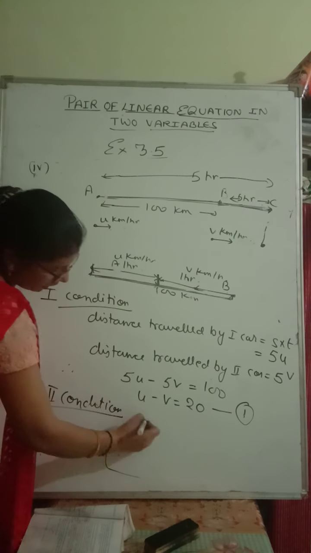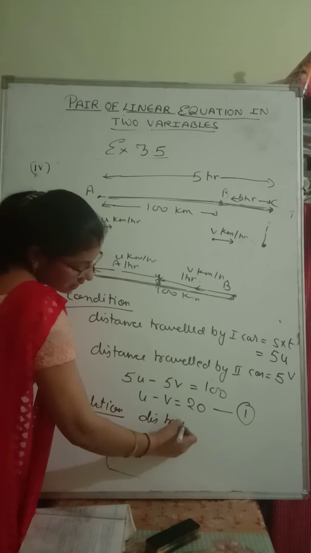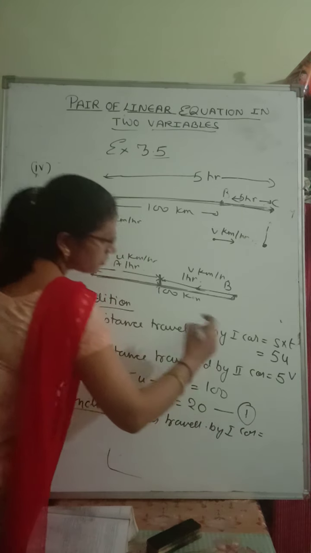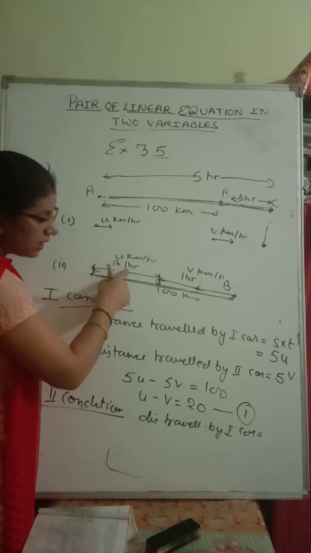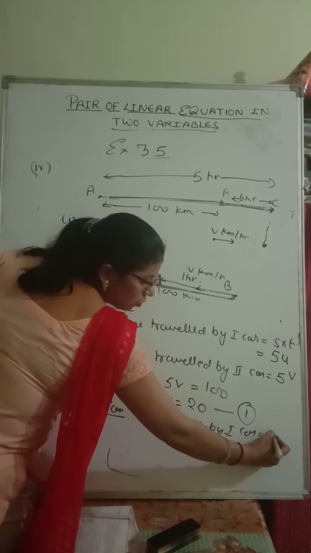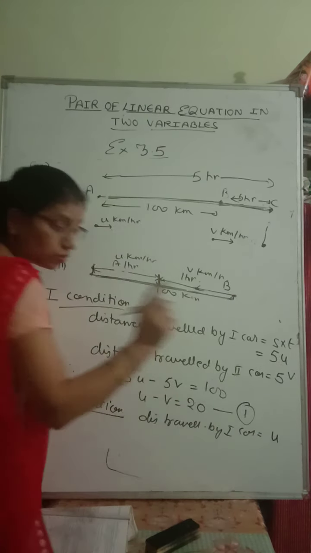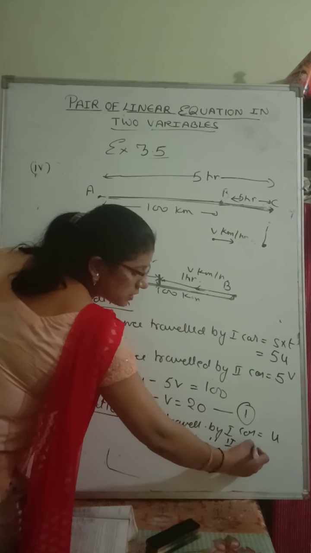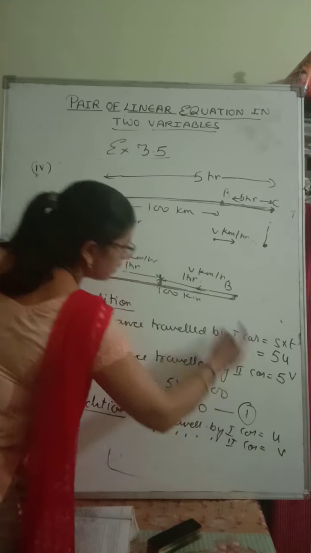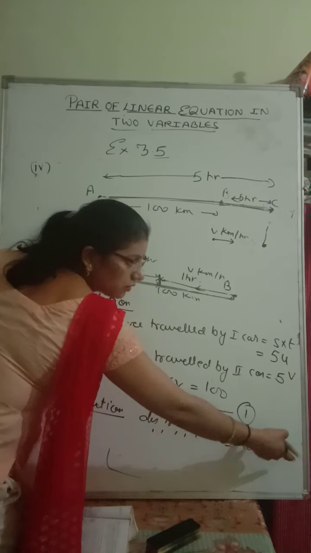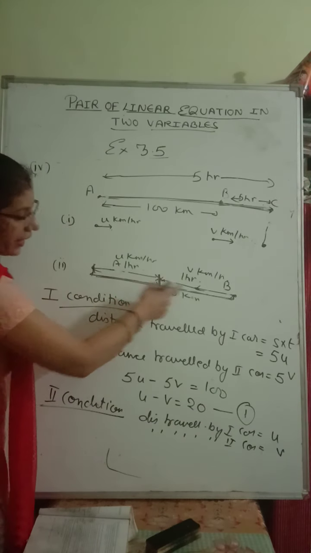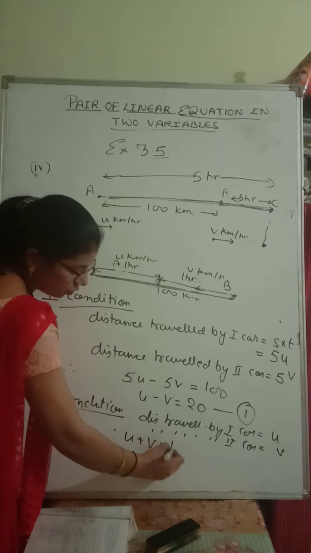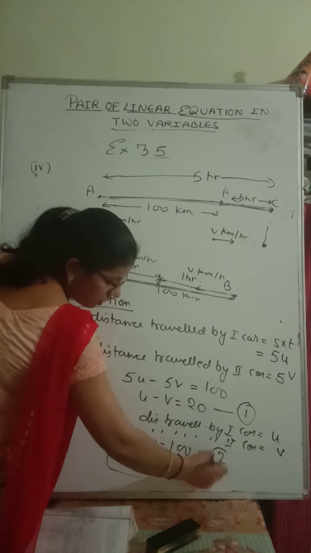Okay, what will you write? Distance traveled by the first car. What is the distance traveled by the first car? Speed into time. The time here is 1, so 1 into speed u, it will be u. In the same way, distance traveled by the second car is speed into time. Speed is v, the time is 1, so 1 into v. If you add both distances, it will be 100. So u plus v is equal to 100. This is equation number 2.